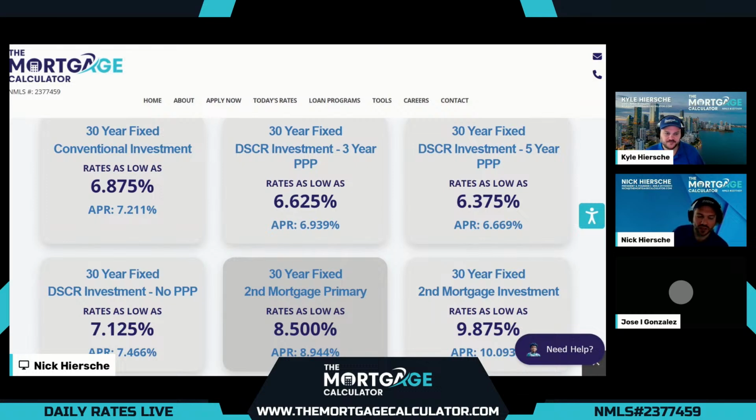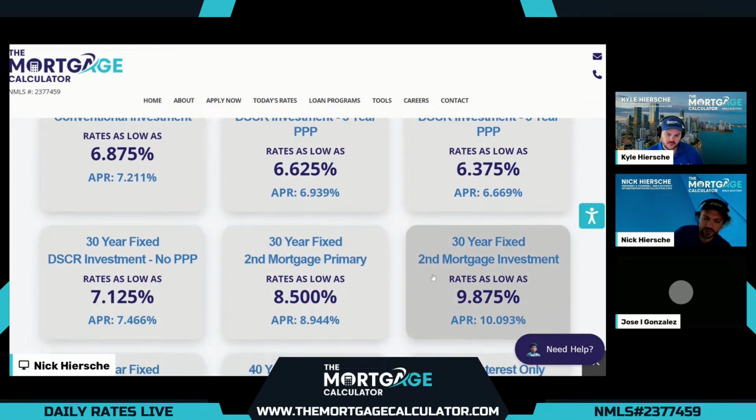For a primary home, they can get cash out as low as 8.5 rate, final APR 8.944, which is a lower rate than a HELOC. And these are also non-QM, so we can use bank statement, 1099, P&L, etc. And same program for our investors out there. HELOCs are very rare for investment properties, so very good option, rates as low as 9.875, final APR 10.093 to get cash out of that investment property.